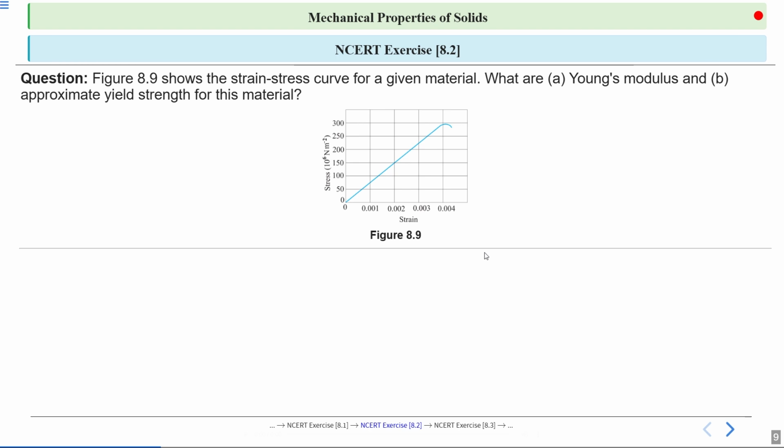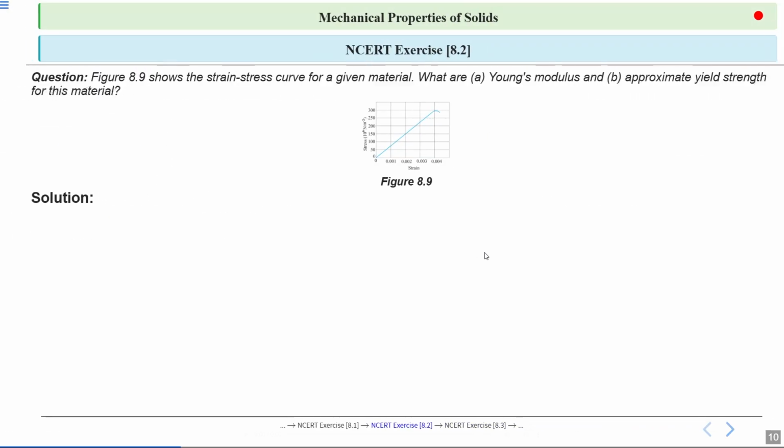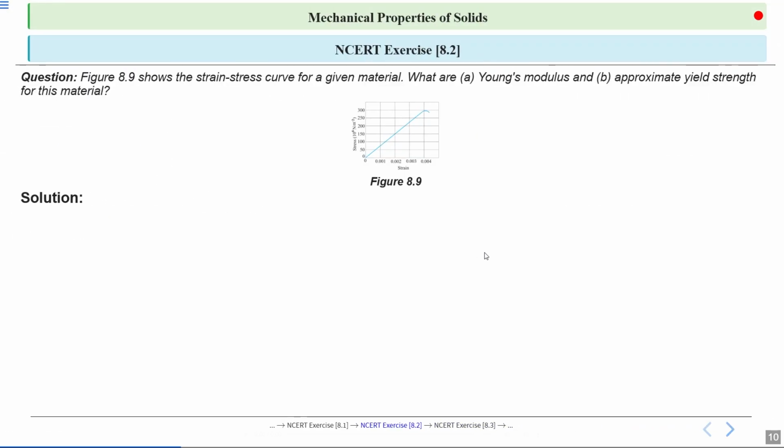Figure 8.9 shows the strain stress curve for a given material. A: What is the Young's modulus, and B: what is the approximate yield strength for this material? Let's see the solution.